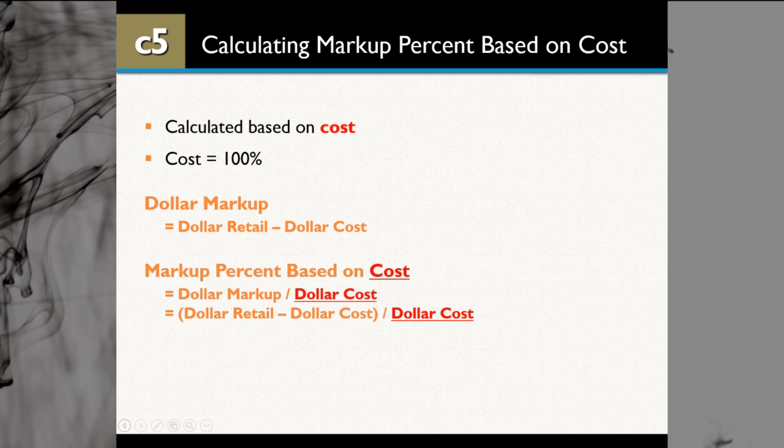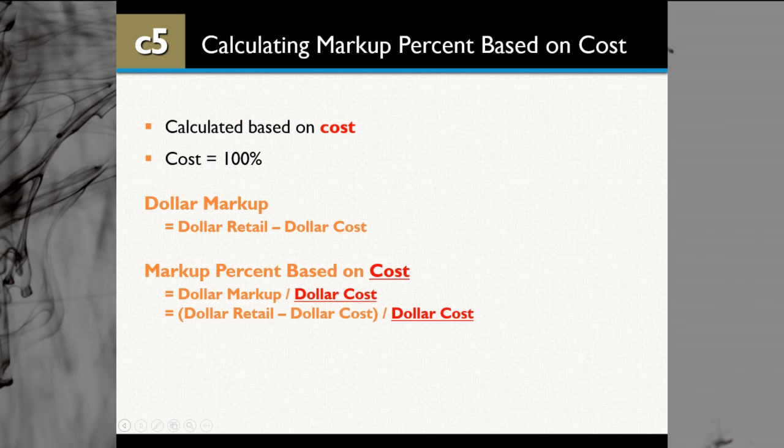But let's look at the second way. You can also calculate the markup percent based on cost. And the only difference is going to be your denominator. You're going to put the same dollar amount of the markup at the top, but you're going to put the dollar cost instead of the retail price at the bottom. So you will calculate this markup percent based on the cost, and you will consider your cost to be the 100%. And dollar markup, you know this already, is dollar retail minus dollar cost.